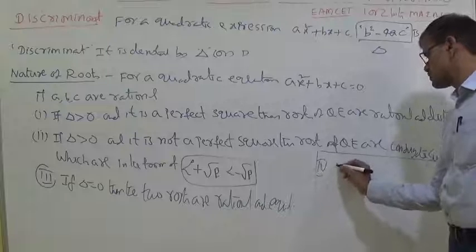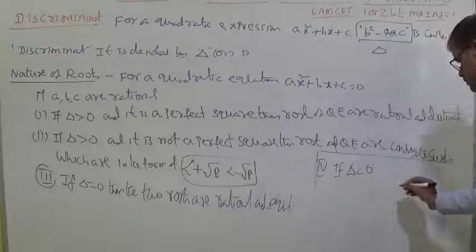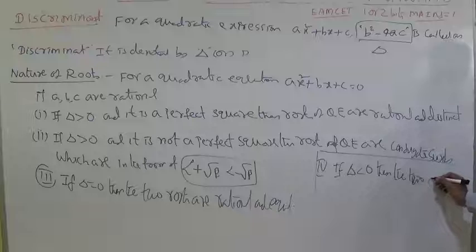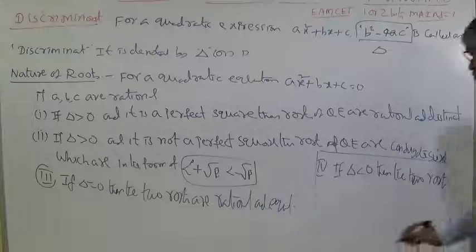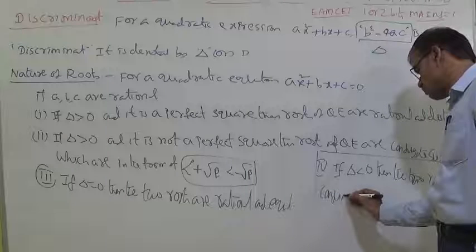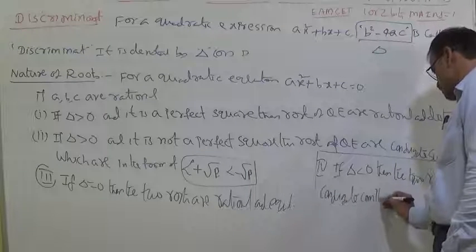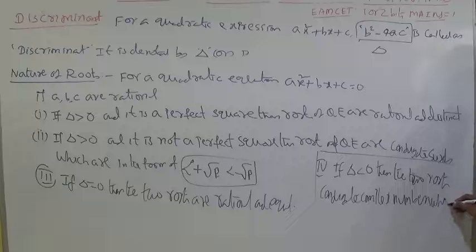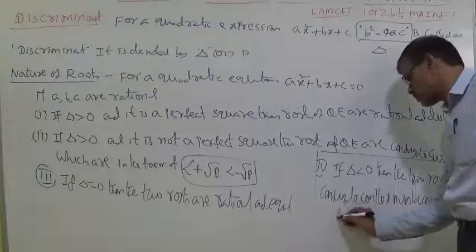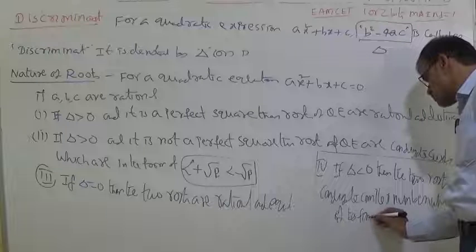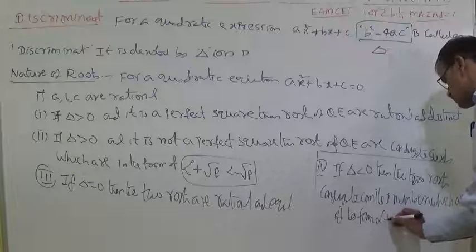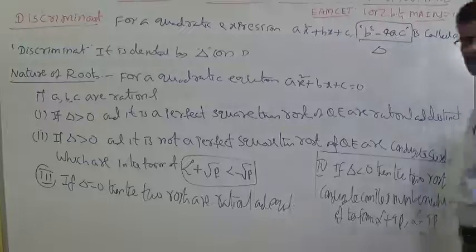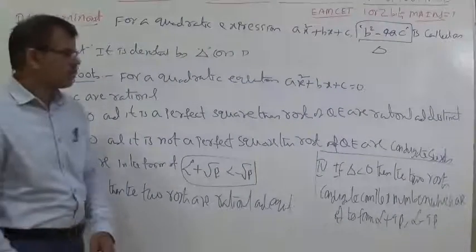Let us discuss the fourth case. If delta is less than 0, then the two roots of the quadratic expression are conjugate complex numbers, which are of the form alpha plus i beta and alpha minus i beta.